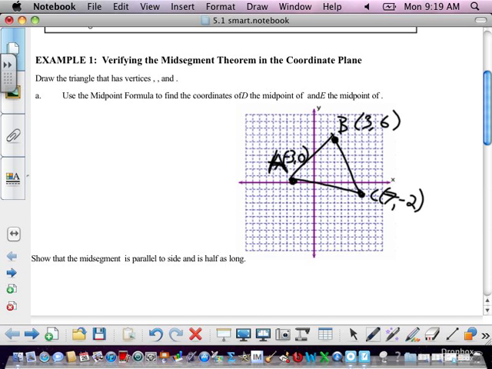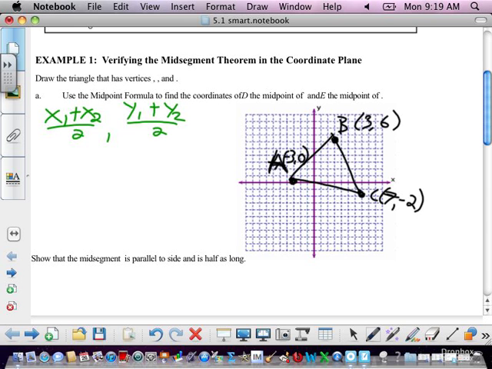We are going to use the midpoint formula to find the coordinates of D, which is the midpoint of AC, and E, the midpoint of AB. Anybody remember the midpoint formula? It's x1 plus x2 divided by 2, comma y1 plus y2 divided by 2. You guys tend to mix this up with the distance formula, so you might want to put this on your postulate and theorem sheet. Label this midpoint formula. Sometimes even if you already have it from chapter 1, circle it.